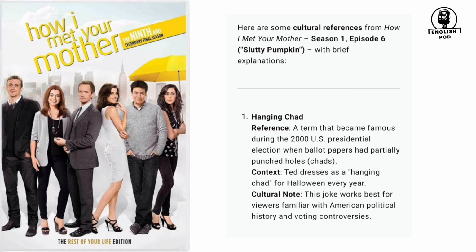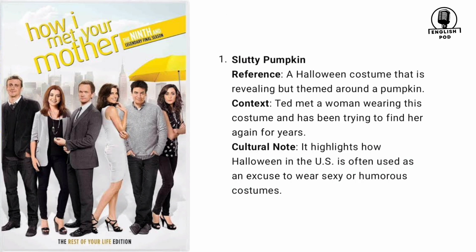Okay, so then there's the slutty pumpkin herself. Yes, the legend. Which is just what it sounds like, a pumpkin costume, but a little more revealing, shall we say. It's definitely playing with the idea of what's acceptable to wear. Right, and that's interesting because Halloween in the U.S. is all about bending those rules a little bit. Yeah, just for one night, though. Exactly. It's like a temporary break from the norm. It's kind of cool when you think about it. Definitely a unique part of American culture.